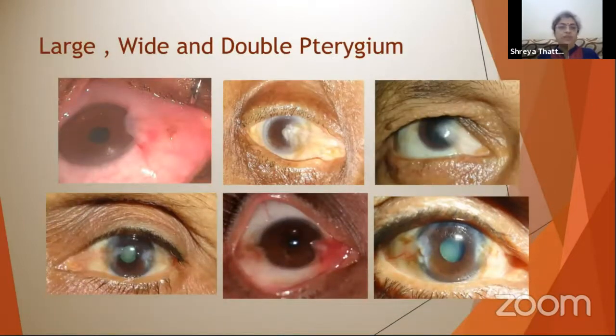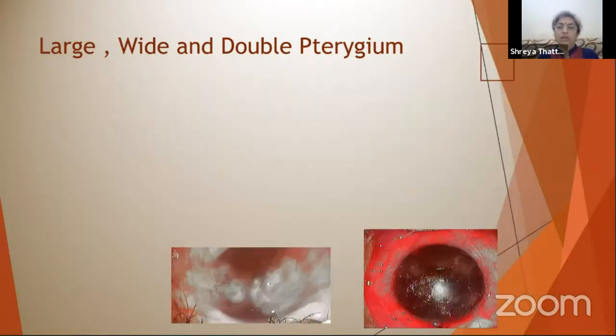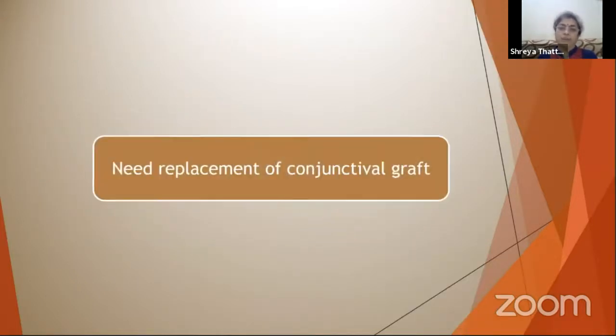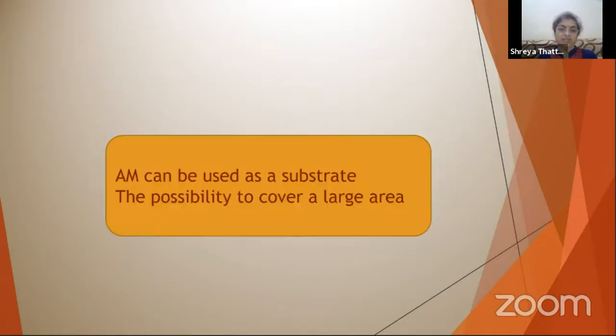So what happens when there is a large, wide or double pterygium? All these cases require larger coverage as there is large bare sclera. Recently, 10 days back, I operated on this pterygium with the handshake technique, a handshake pterygium with involvement of a larger area. But as I did not have amniotic membrane in this pandemic period, I did the conjunctival graft, and I took a large amount of conjunctiva from the available conjunctiva in this patient. So we need some alternative, some replacement of conjunctival graft in these cases.